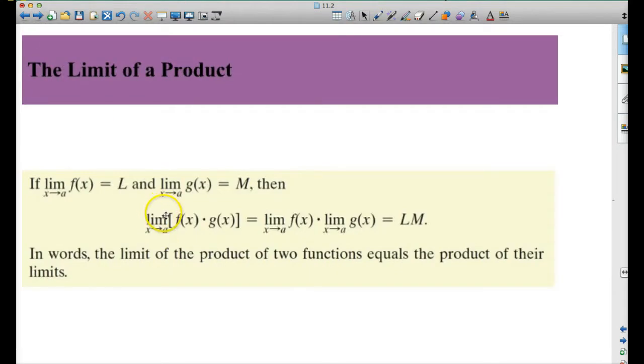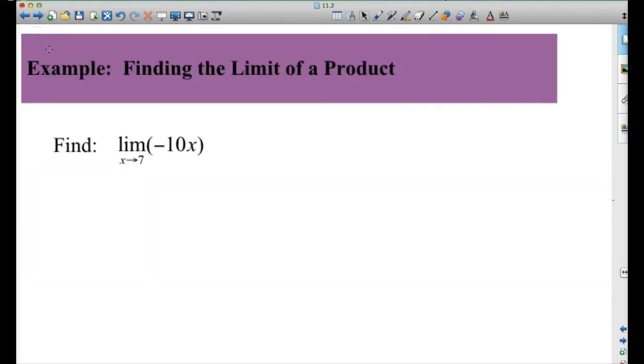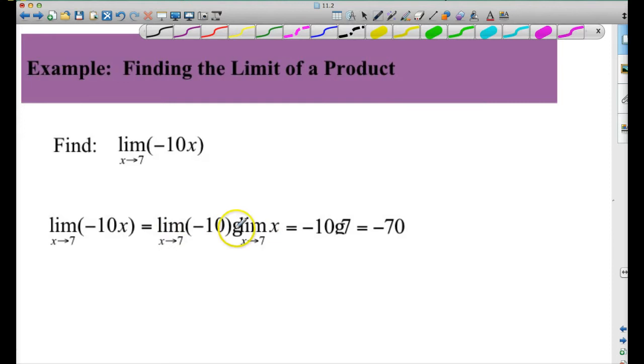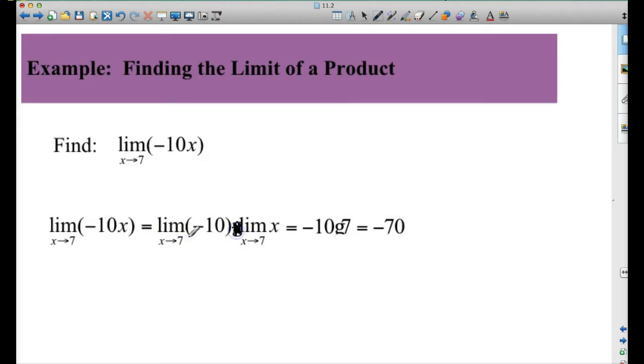Products, same thing. We're just going to multiply the two limits together and get our answer. Again, here's negative 10 times x. If we take this one and separate it out, the limit of negative 10 as x approaches 7 times the limit of x as x approaches 7, which is equal to negative 10, because that's a constant, times 7, plug it in, which is equal to negative 70.